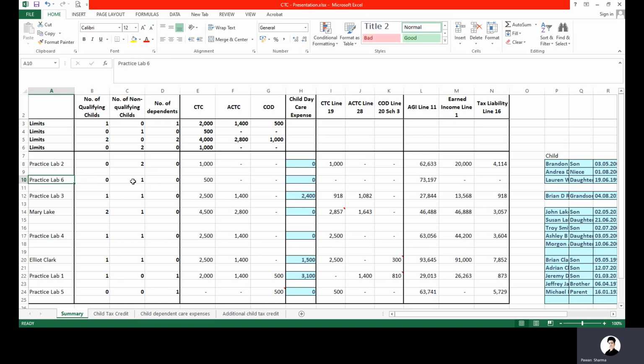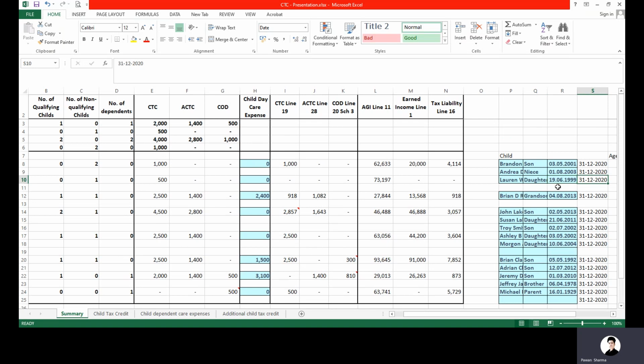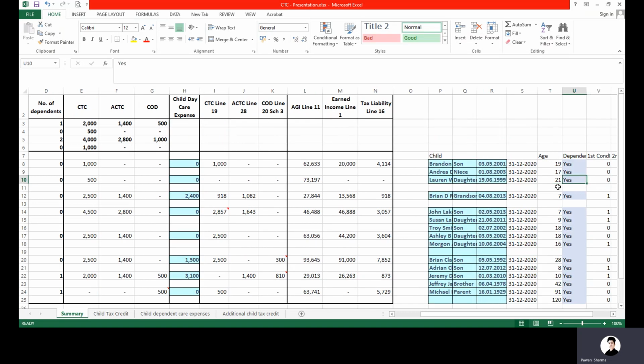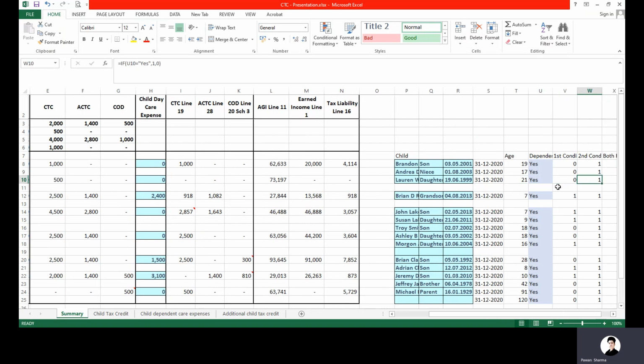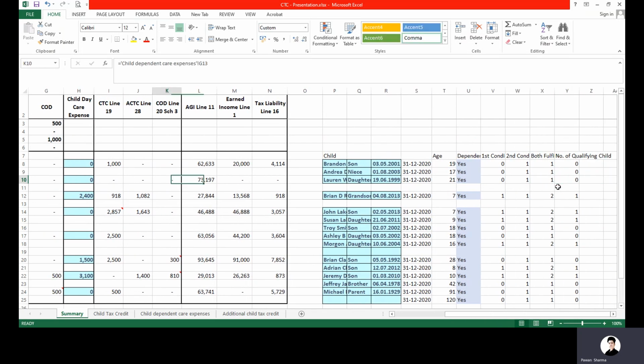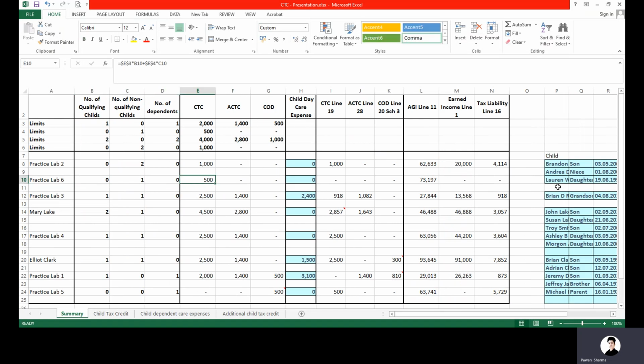Practice lab question 6. There is only one child, and that is also a non-qualifying child. Who is that? Lauren. Lauren is our daughter, born in 1999, so she is 21 now, and she is a dependent. But dependent doesn't mean that you are a qualifying child. You must be under 17 also, so she is a non-qualifying child, 0. A non-qualifying child will get $500 credit. However, in this problem I had an AGI of 1173197, then I got the standard deduction and other credits. However, my tax liability was nil.